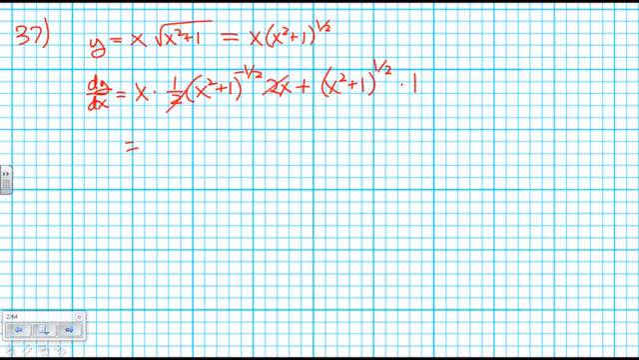Those two cancel, giving me an x squared times (x squared plus 1) to the negative 1/2, plus (x squared plus 1) to the 1/2. I would be really surprised if that's the notation they left the answer in the back of the book. They did? Yeah. Okay. Then I'll leave it that way too. That's 37. How about 39?